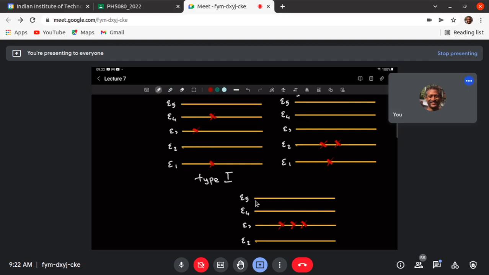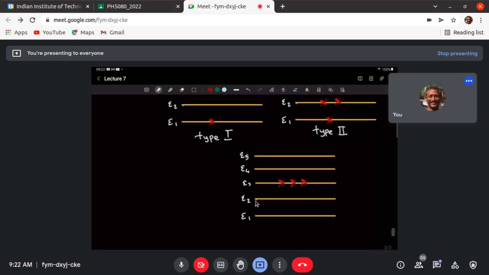Type 1 is where all the three particles are in distinct energy states. We'll call this type 2. And I'll call this type 3. This is not some standard notation, I just have three possibilities. If I had 4 particles, then there will be a fourth type. And if you have n particles, there are more types, because I can have 3 particles in one state and one in a different state, and I can have all 4 particles in the same state, so on and so forth.